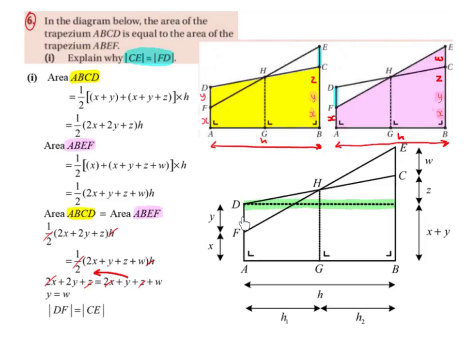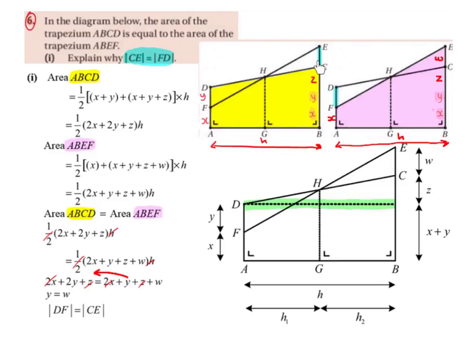Then the distance from here to here is Y, likewise on the right, that's Y. So from D to F is Y, and from here to here is Y. And then this distance here is going to be labelled as Z. And this top distance will be labelled as W.